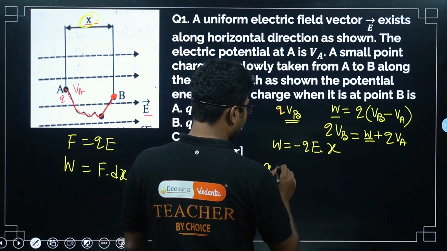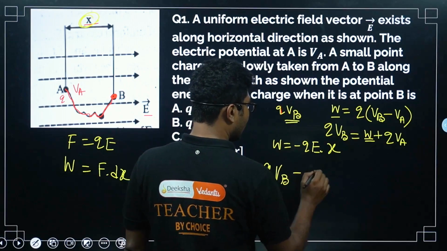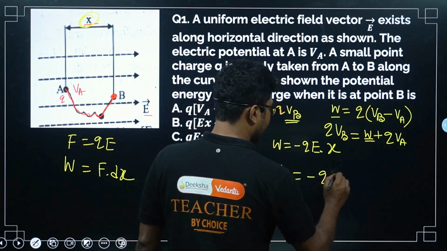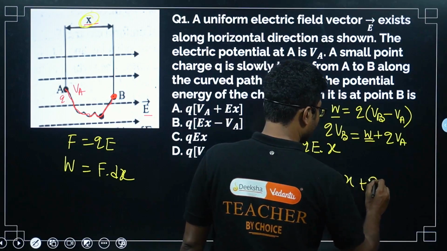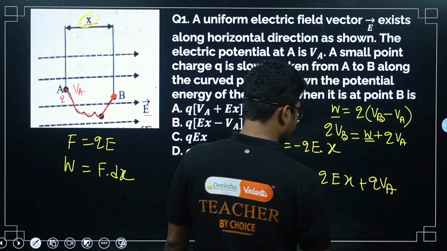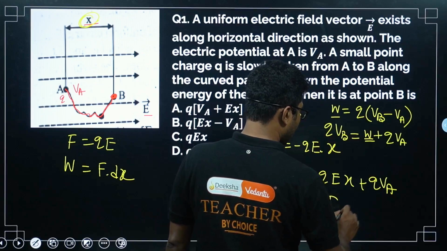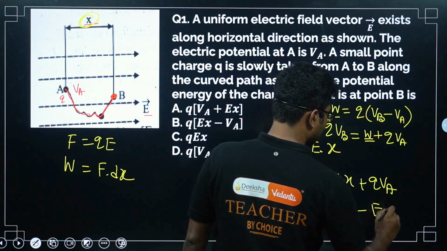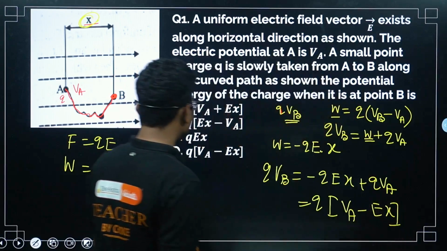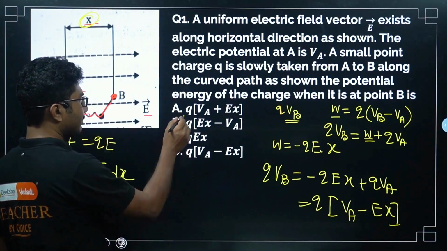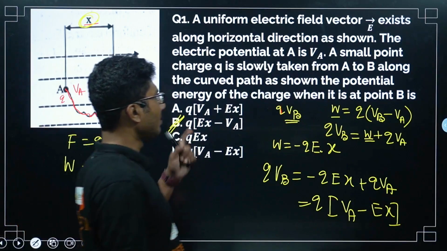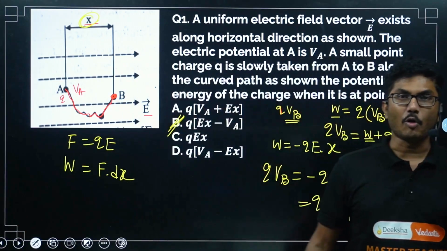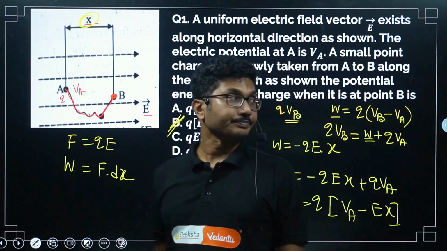So the final potential energy will be minus QEx plus QVA. That is, if you take Q common, it will be VA minus Ex, right? So Q times (VA minus Ex), this is the final potential energy when it is at point B. Okay.